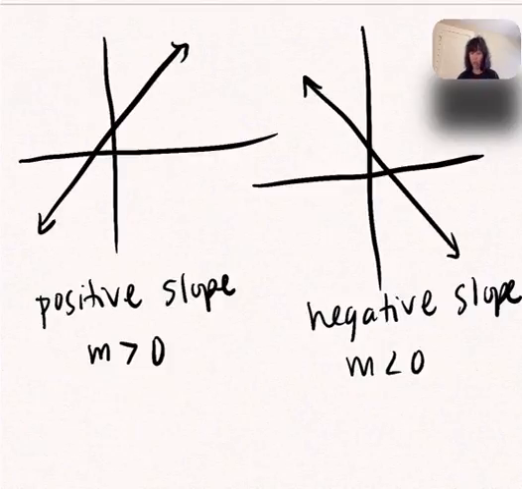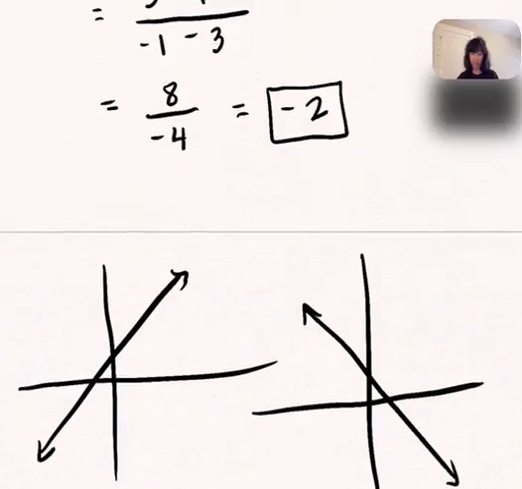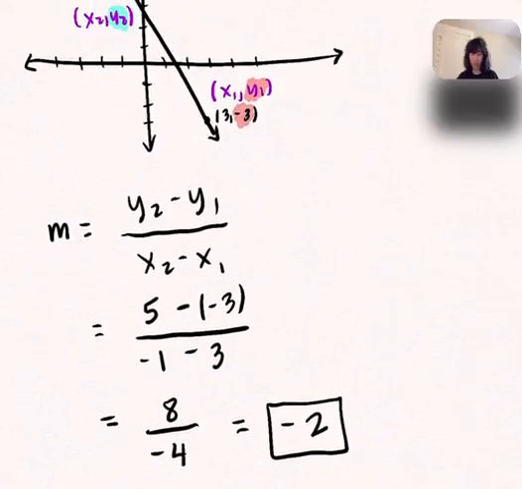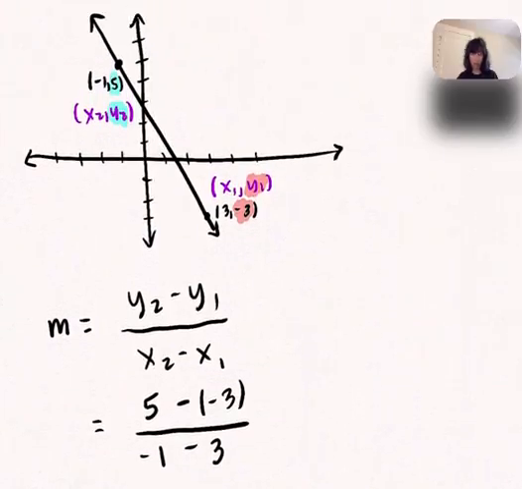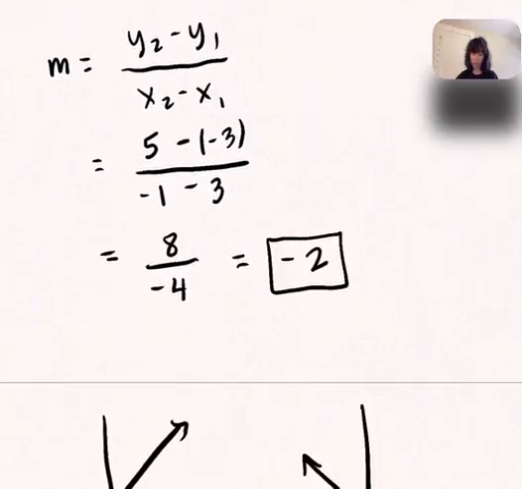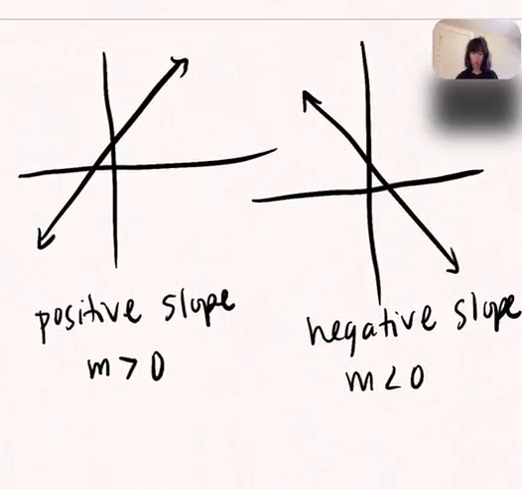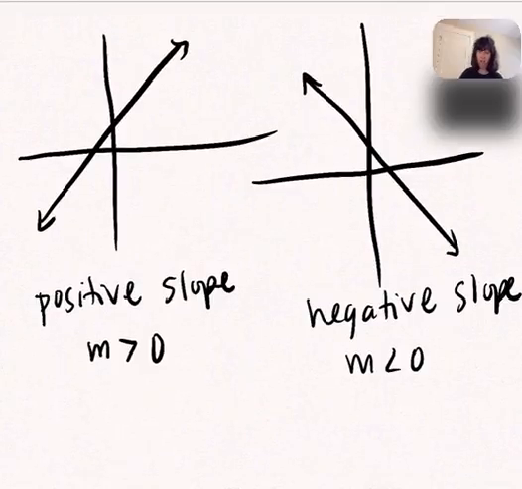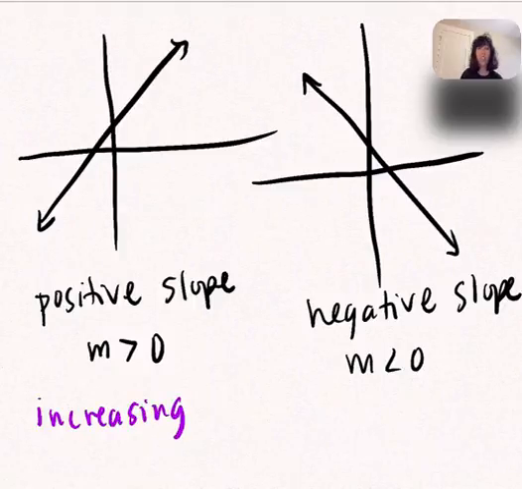So if we go back to the example that we just looked at, we ended up getting a negative slope here because the line is tilting this way. So the line is tilted to the left. And that's why we got a negative slope. One last thing, you're going to see this one right here on the left called increasing. And so we would say that the line is increasing. And this one right here, we would say the line is decreasing.